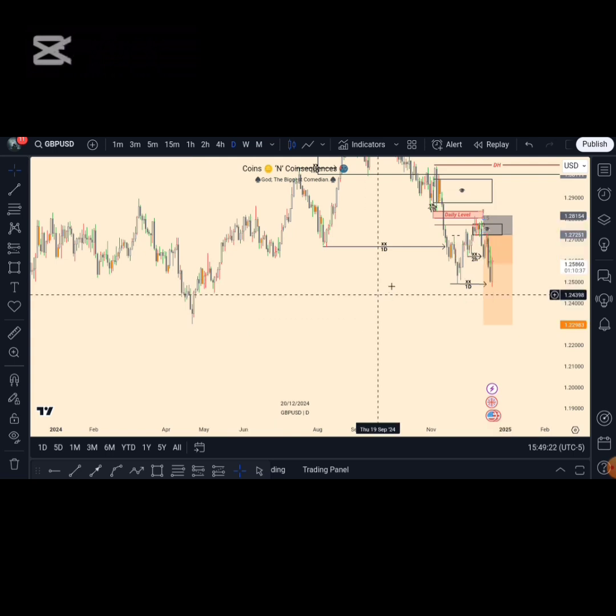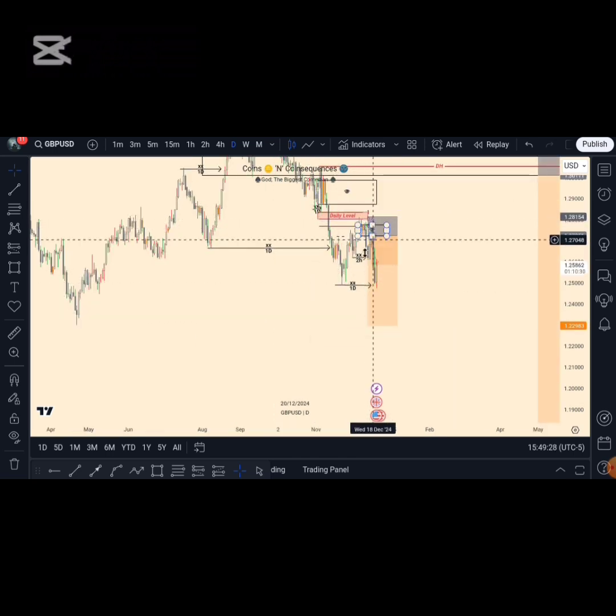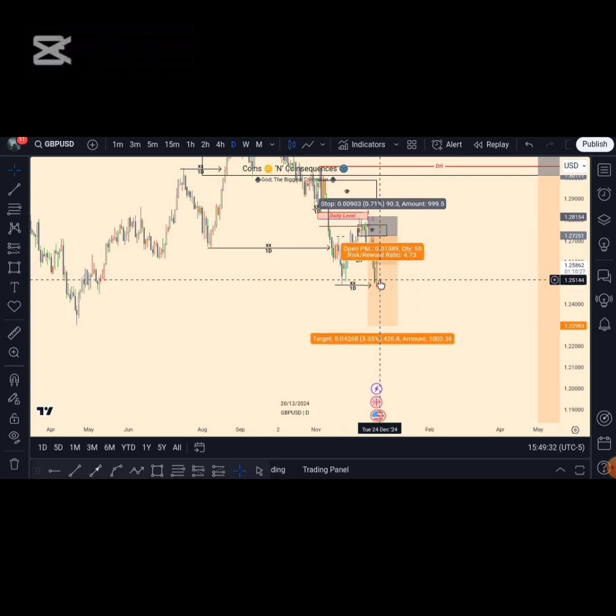So that's that about that. I hope you guys understand why I took this trade and why it played out without any ifs or buts, and it is what it is.